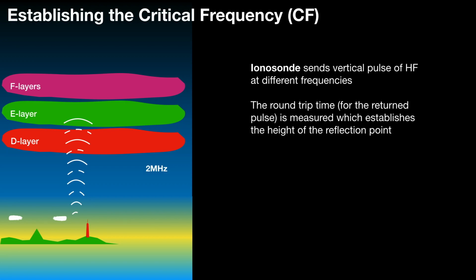And there it is, it sent a signal up, and the round trip time for the return pulse is measured, and that establishes the height of the reflection point. Now this is, if you like, an HF radar, but looking vertically upwards instead of horizontally. So in this example then, we've sent a signal up at 2 MHz, and it's reflected off the E layer at 100 kilometers high and returned to Earth.